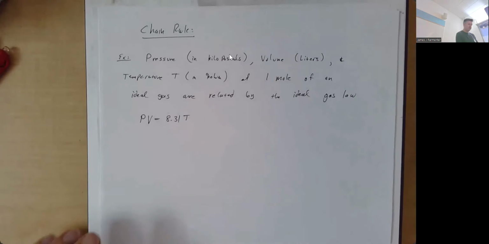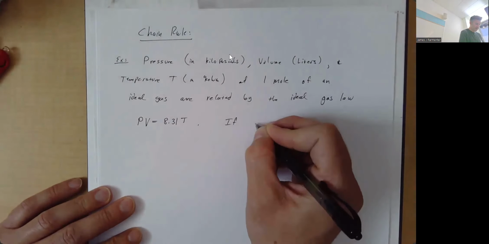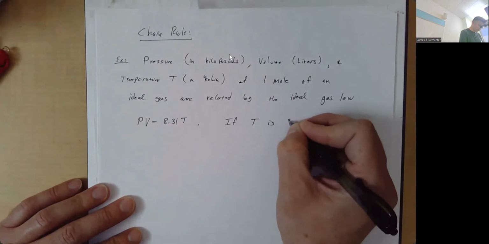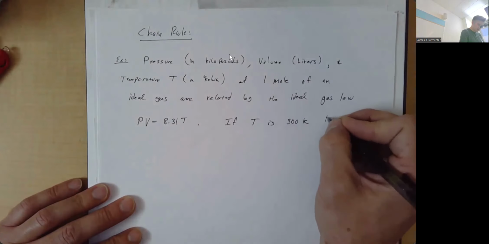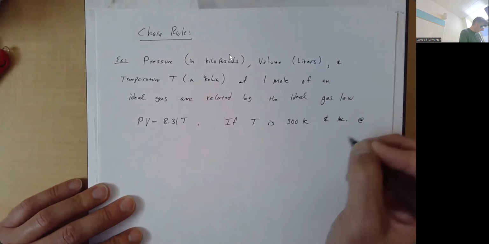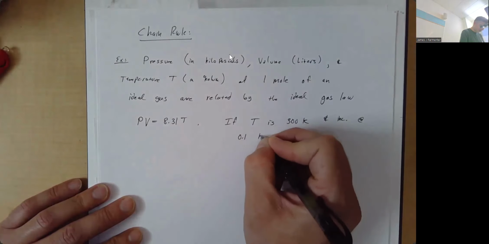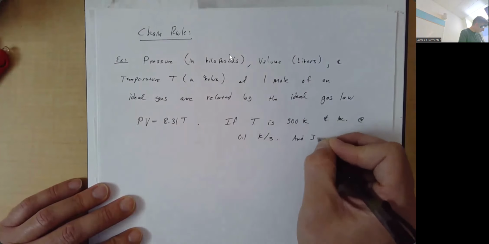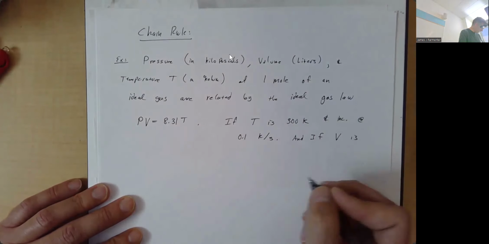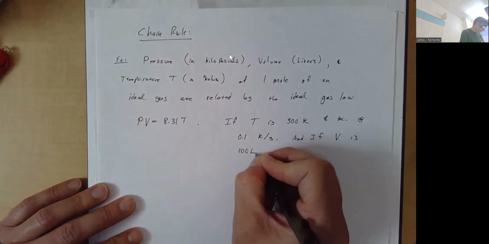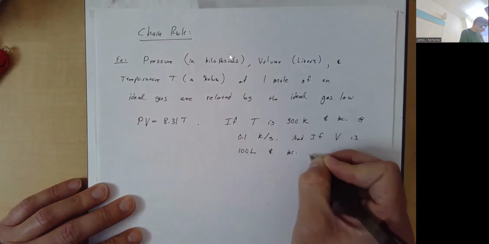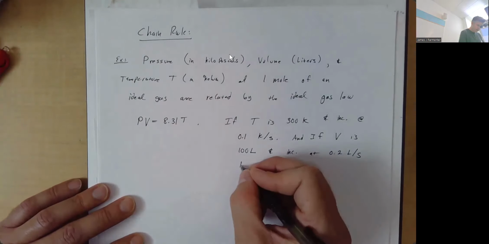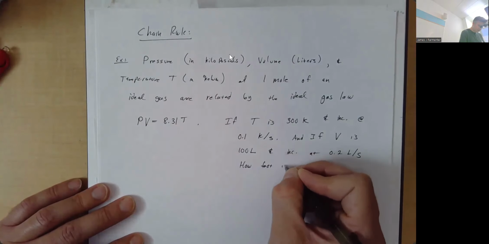Okay, so here's what we're going to say. If the temperature is 300 degrees Kelvin and increasing at 0.1 kelvins per second, and if the volume is 100 liters and increasing at a rate of 0.2 liters per second, how fast is the pressure changing?